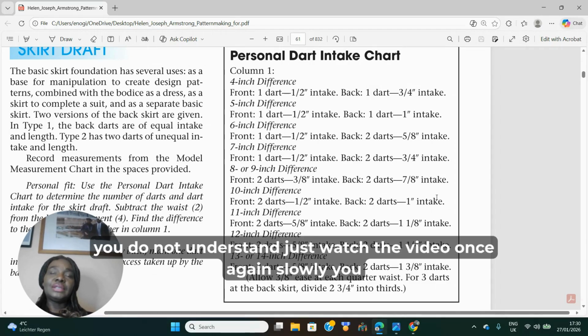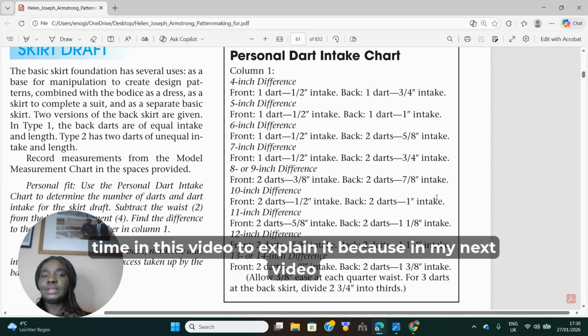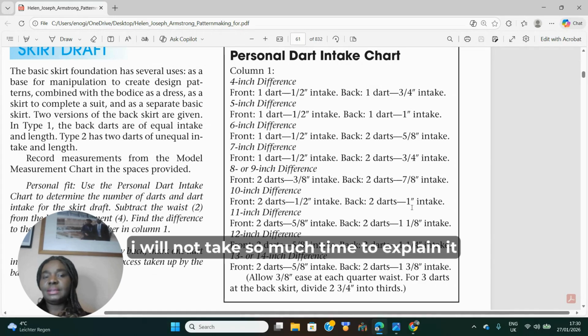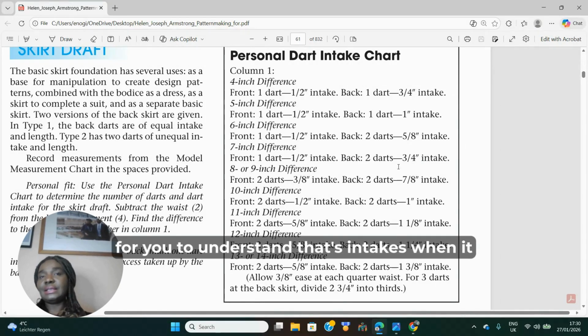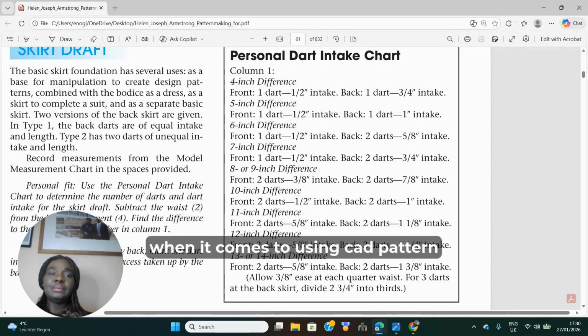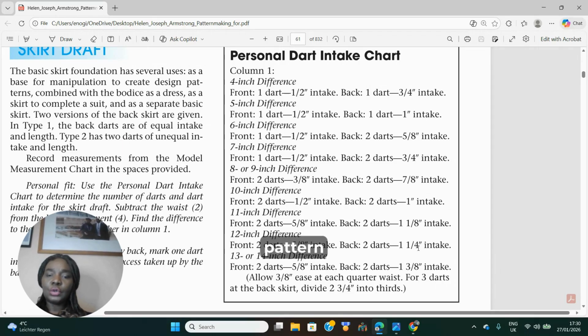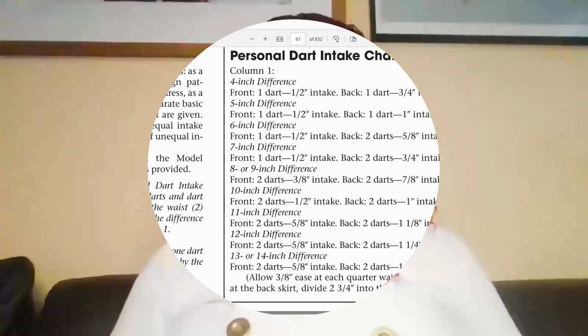If you do not understand, just watch the video once again slowly. You understand what I'm talking about. That is why I'm taking time in this video to explain it, because in my next video, I will not take so much time to explain it for you to understand that when it comes to using CAD pattern making software to create your skirt pattern or your skirt block.